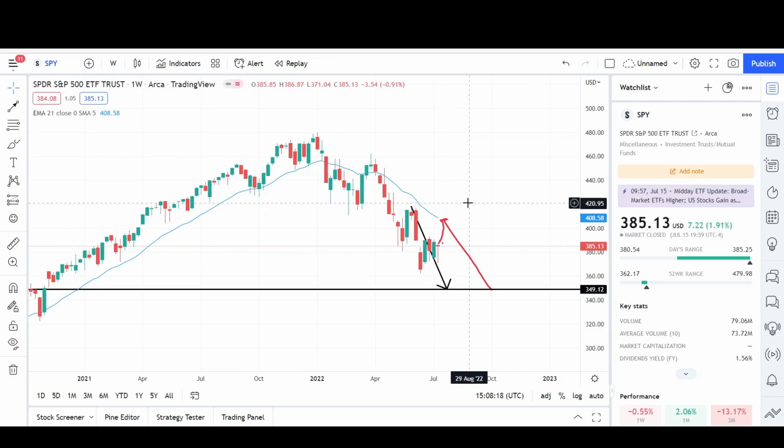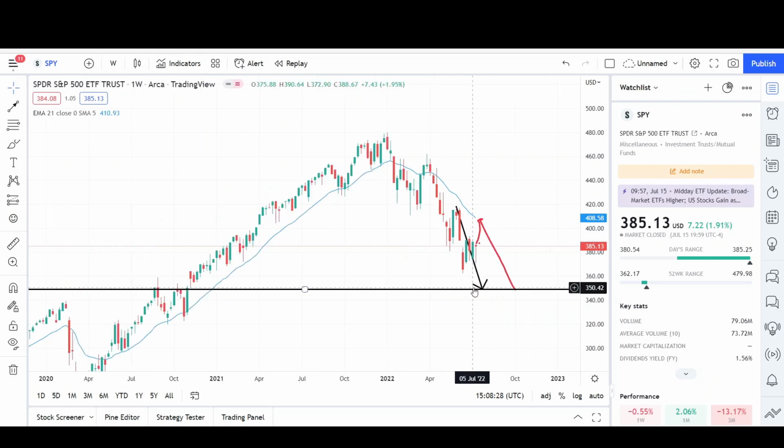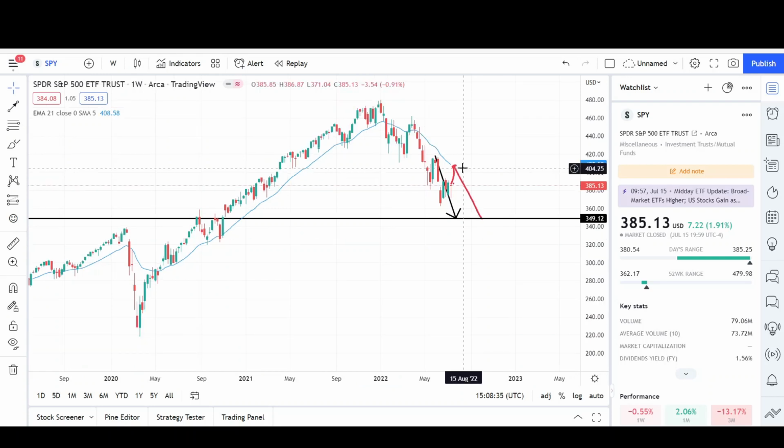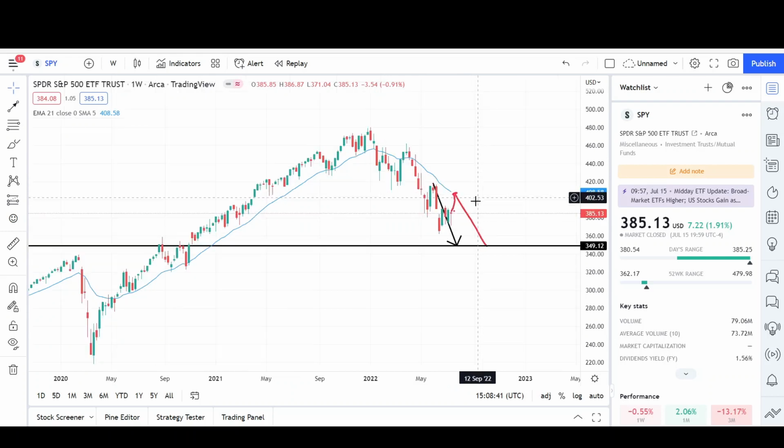This target will be invalidated if we break that 418 level, but as of right now we haven't been up there, so it still holds, and it looks like aggressive sellers probably want to reach this 350 level. So I have to wait and see. This target still holds. I'm still looking for it. Right now we're just seeing a pullback in the market. We can pull back maybe to that 401, 410 level and then continue lower. And if we don't even see that pullback, we're just going to continue lower from where we are right now.